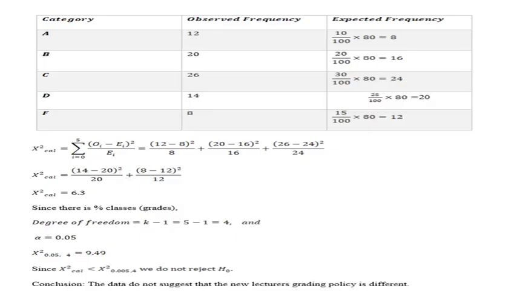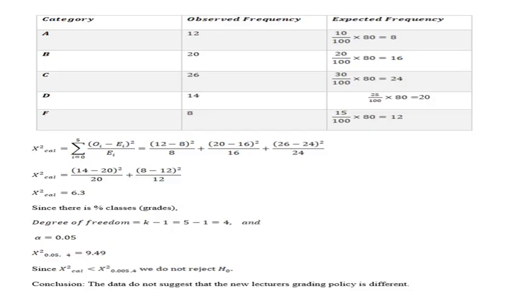That will give us 0.05. Then we check our table. In our statistical table, we have our chi-square table. We check for our chi-square value at 0.05, 4 degrees of freedom. That is giving us 9.49.